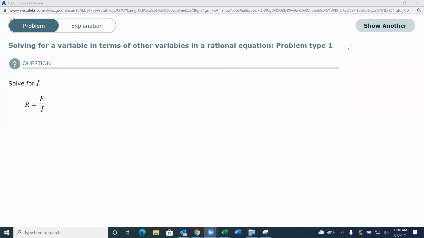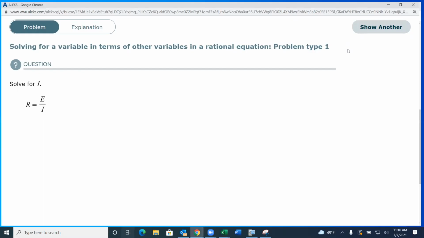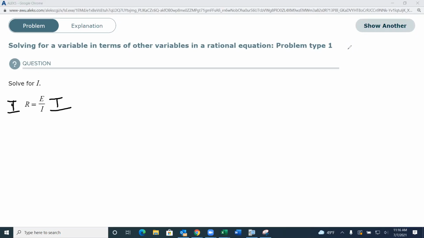Okay, on this one, there's only one denominator, so that must be the LCD. So I'll multiply both sides by that denominator. The I's cancel, and I get IR equals E. And it says, go ahead and solve for I.